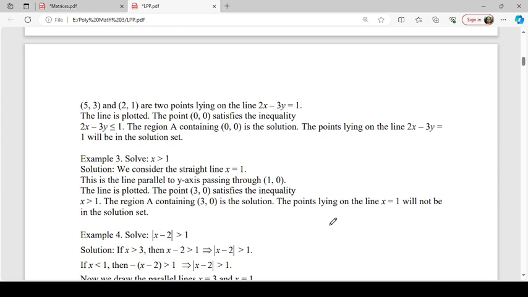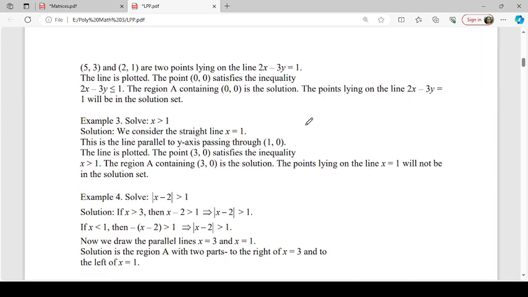Then solve x greater than 1. Because it is 2 dimensional, we do not know. If we consider a real line, then x greater than 1 gives all these points, but we are talking about the plane. So this is the straight line x equal to 1. Greater than 1 means all this region, and this is the solution.